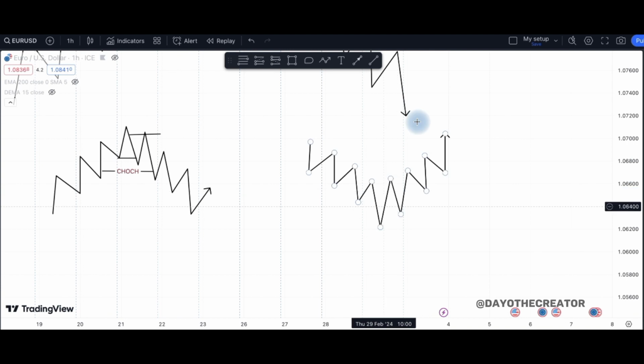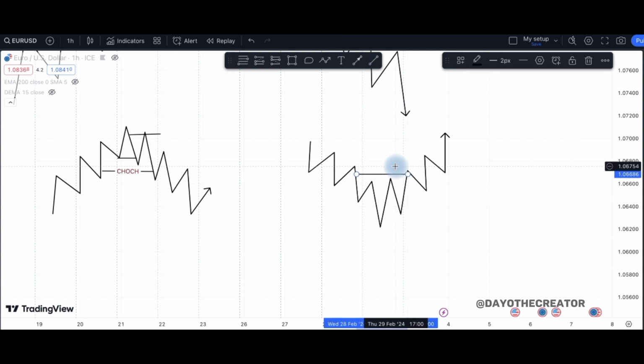So when the market creates a lower low, then refuses to create a new lower low and breaks the previous lower high, this is what we call market structure shift. So if we are to mark our CHOCH, it is going to be around this place, to be on a safer side.